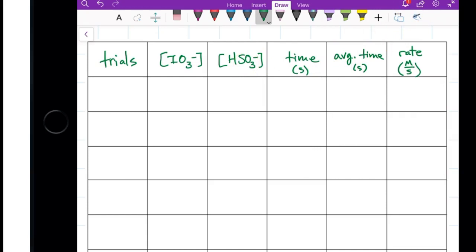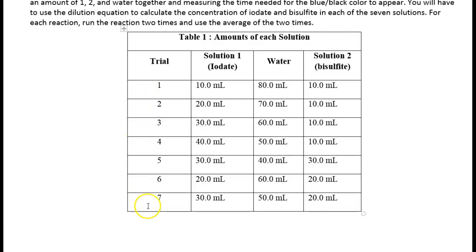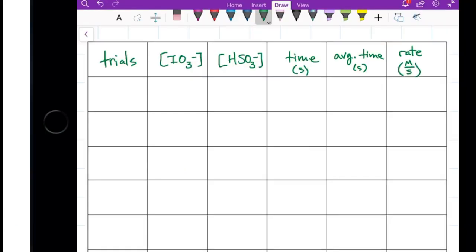Now, you're going to be doing 2 trials for each of the different concentrations. So for each trial you see on this sheet, there are 7 trials here. For each of those trials, you're actually going to be doing it twice. So you're actually going to be doing 14 reactions total. Okay? So let's talk about how to set this up then. So for trials, under trials, you're actually going to have to fit 2 lines of data in there, and I'm going to call them 1A and 1B.